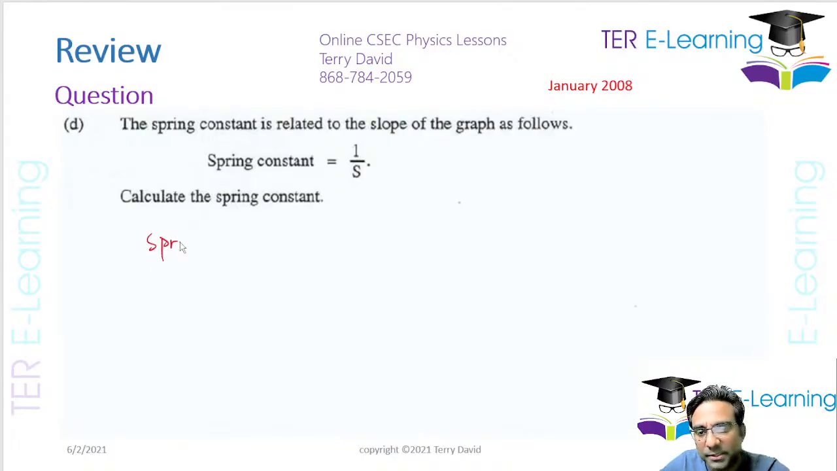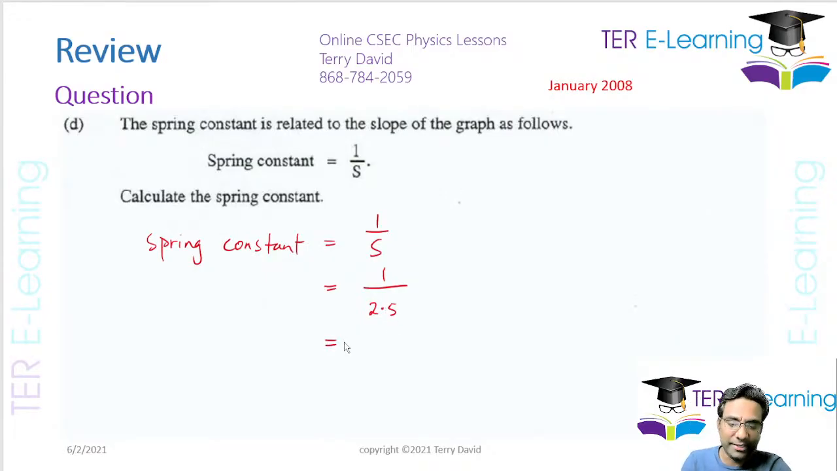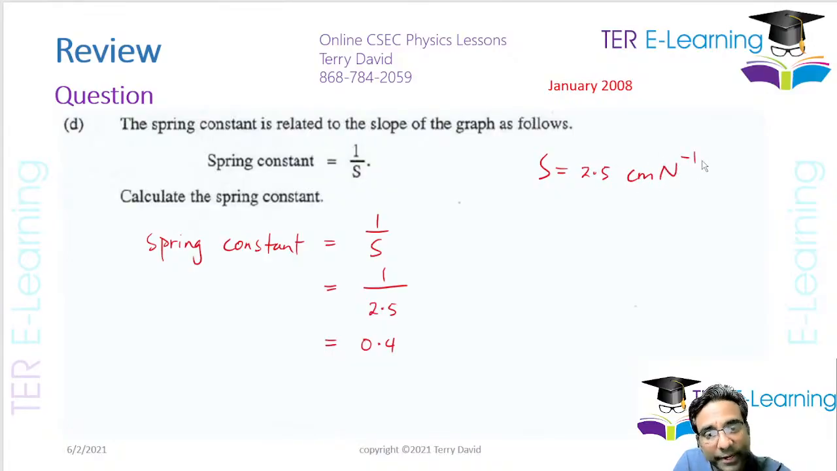So my spring constant, they're actually telling us what the spring constant is, right? They say here, spring constant is 1 over my slope, right? So 1 over my slope is 1 over the answer that we just got, which is 2.5. So it's 1 divided by 2.5, and use your calculator for that, you're going to get 0.4.